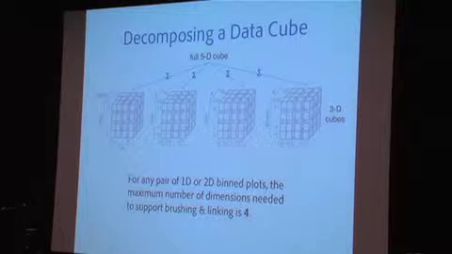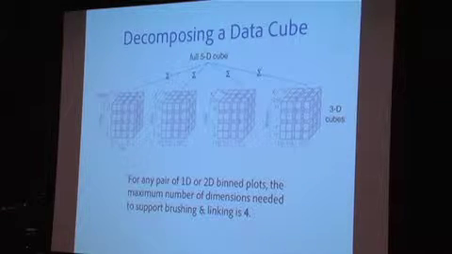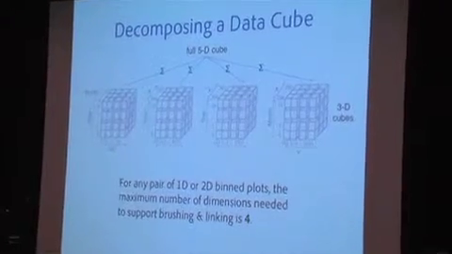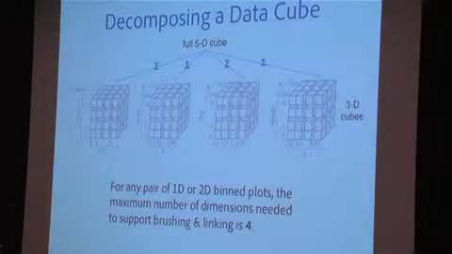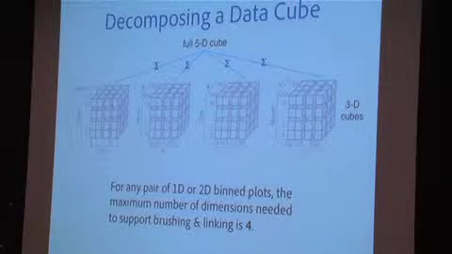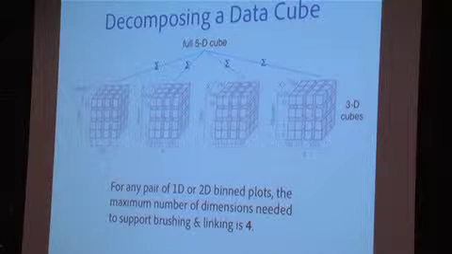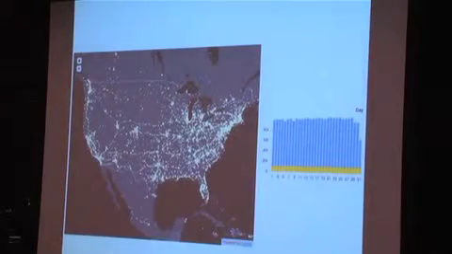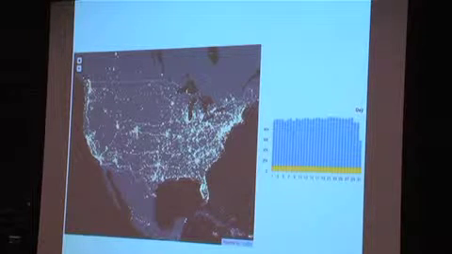So one idea we had is to decompose this full data cube into smaller ones. Because we're only dealing with 1 or 2 dimensional plots here, for any pair of these 1D or 2D binned plots, the maximum number of dimensions we need to support brushing and linking is only 4. In this way, we can break down the 5D cube into multiple 3D cubes, as shown here. But this alone is not enough, because imagine you have the zooming operation. When you zoom in, potentially the geo heat map will have thousands or even millions or billions of bins. So to query over that is still very inefficient.